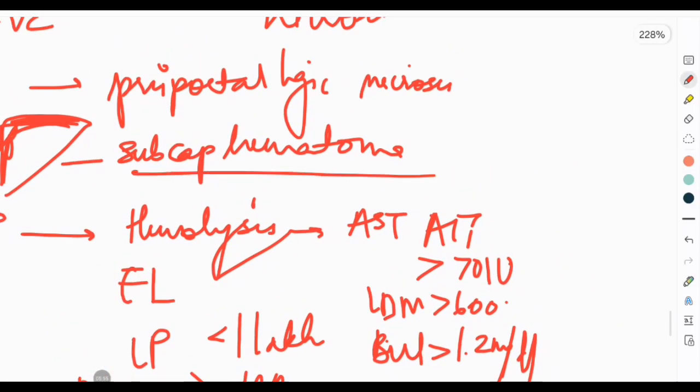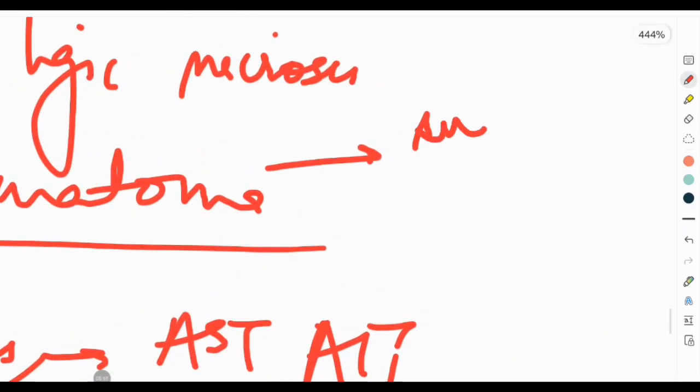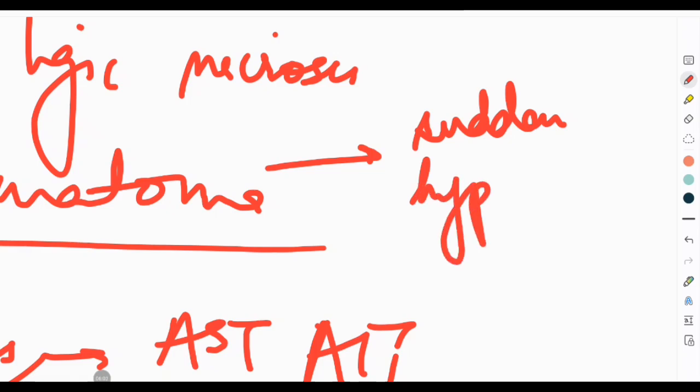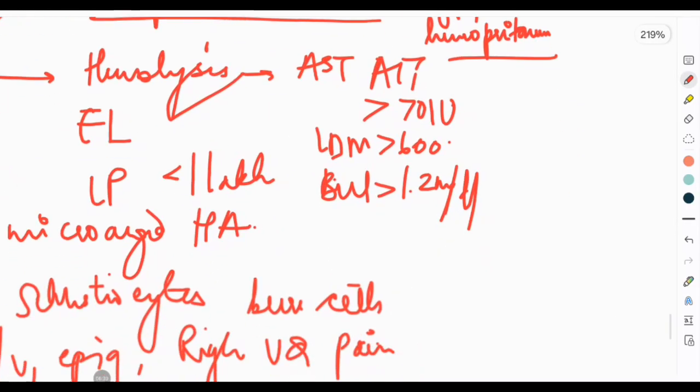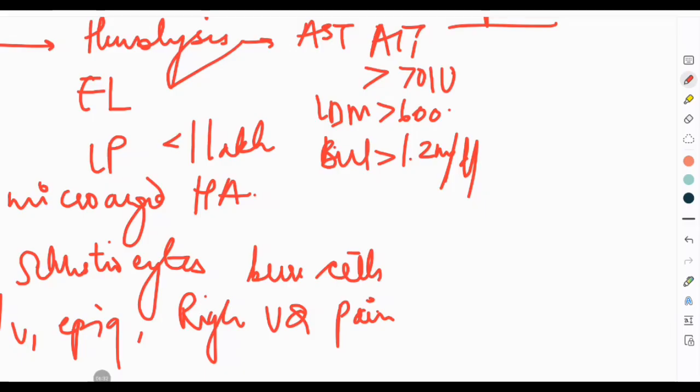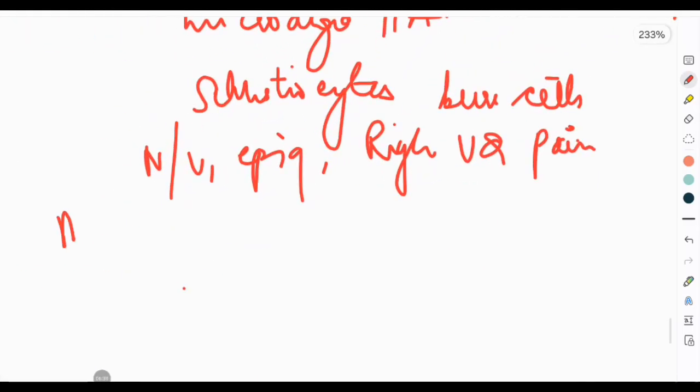And due to subcapsular hematoma, there is sudden hypotension; hemoperitoneum can also be seen here. Then in preeclampsia, we will elaborate the HELLP syndrome a bit. In HELLP syndrome, as we already discussed, there is hemolysis, there are elevated AST and ALT, and there is one classification called the Mississippi classification.